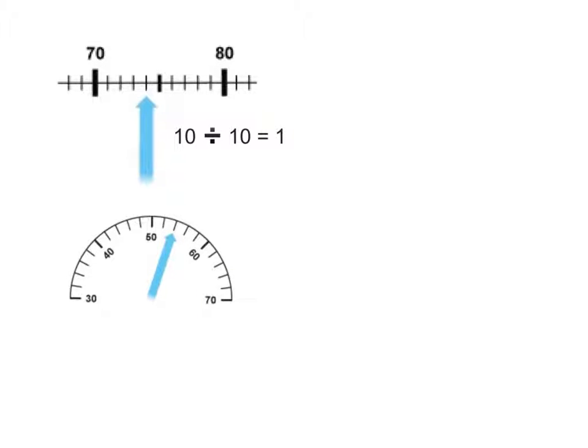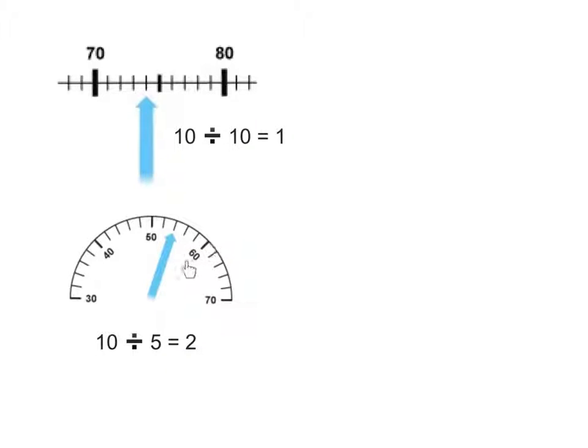5 little jumps. So again we need to do 10 divided by the number of jumps, which is 10 divided by 5, which is equal to 2. And so this scale goes up in twos. 50, 52, 54, 56, 58, 60.